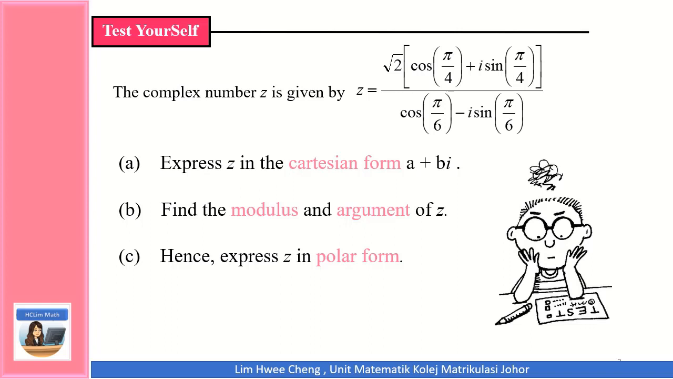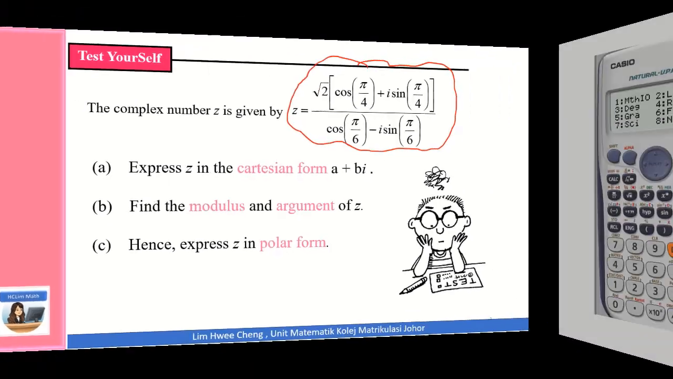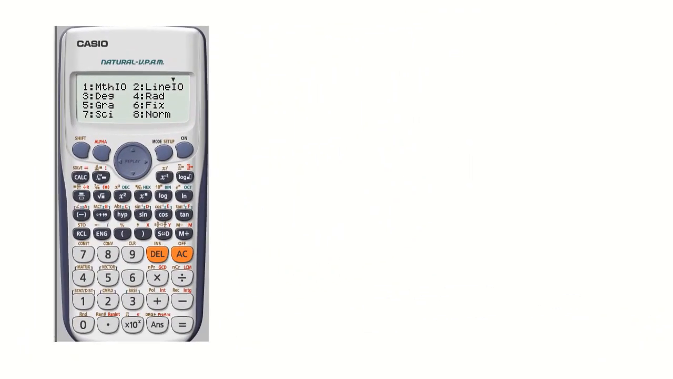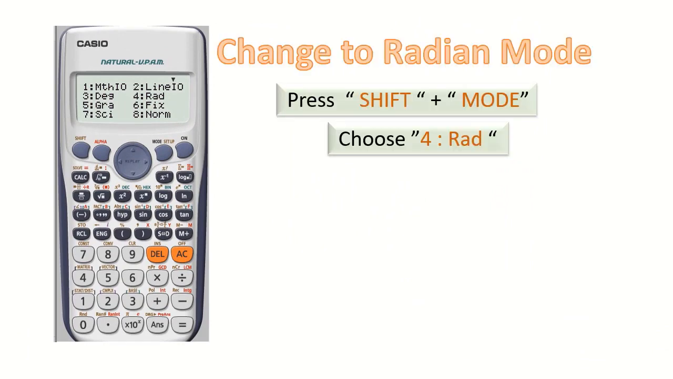So first of all, we have to simplify the complex number z. How are we going to do this? Well, we may use the calculator to evaluate the values of cosine and sine. Before you do anything, you must make sure that you change the calculator into radian mode by pressing the shift button and setup, and choosing 4 as radian.